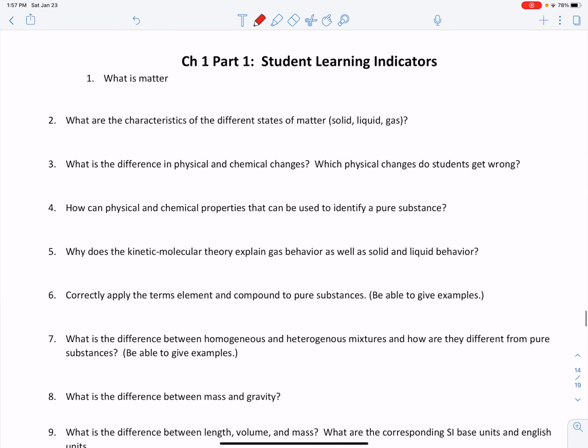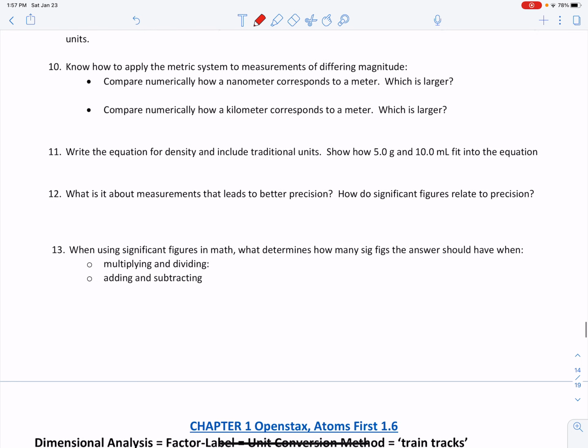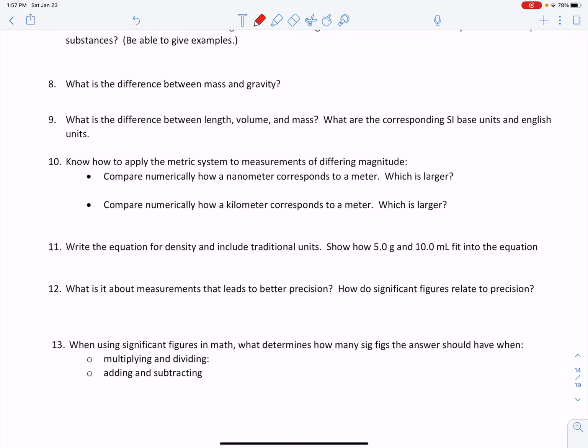So we have the student learning indicator, so go back through all of your notes at the end and make sure that you understand and that you can answer these questions.